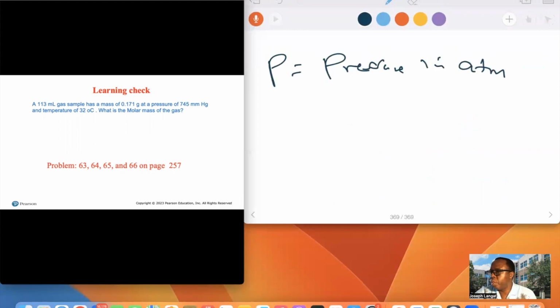So you want to find out the molar mass of a gas. A 113 mL gas sample has a mass of 0.171 grams at a pressure of 745 millimeters of mercury and a temperature of 32 degrees Celsius. What is the molar mass? Clearly, this is a problem which calls for using the ideal gas equation to find the molar mass.